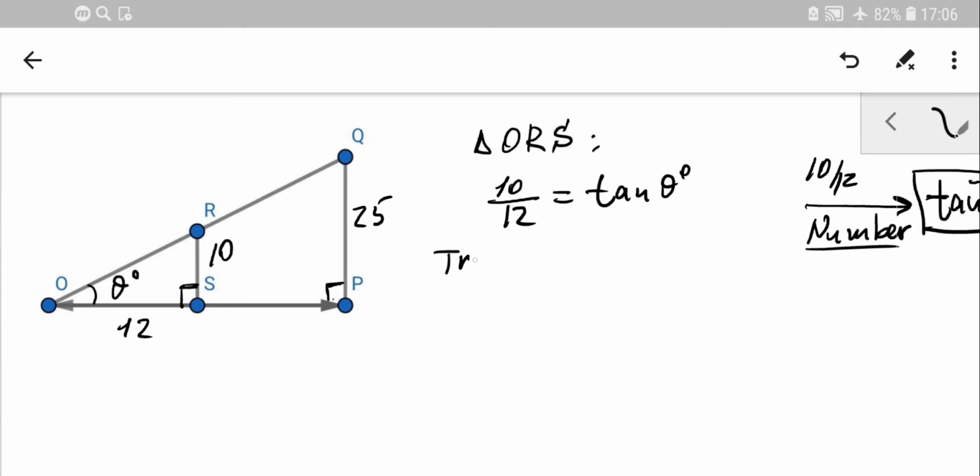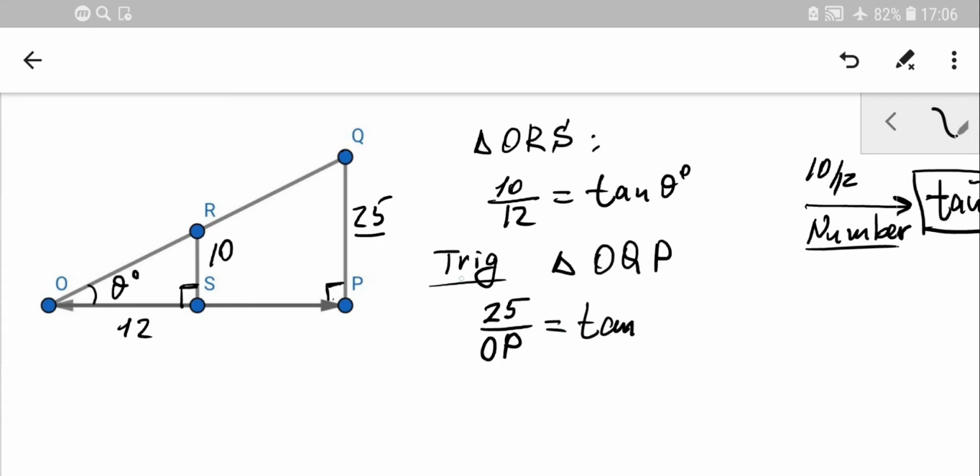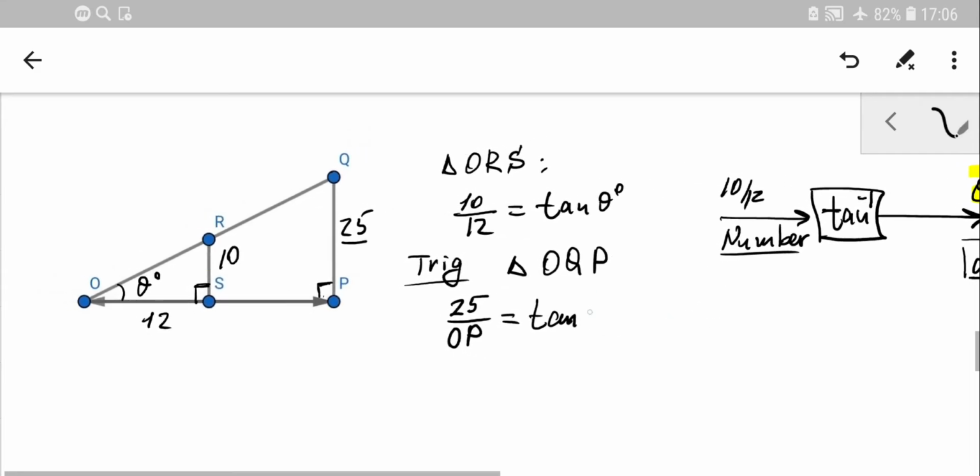So I will use trigonometry, trig ratios, and now I'll consider the big triangle. So big right angle triangle OQP, it's right angle with angle P. So what we have, theta, we know that. We know the opposite side, and we want to figure out the adjacent. All right, so what we get, we're taking 25, opposite, to adjacent, which is OP, that we don't know, and that will be equal to tan theta. So in this case, tan theta.